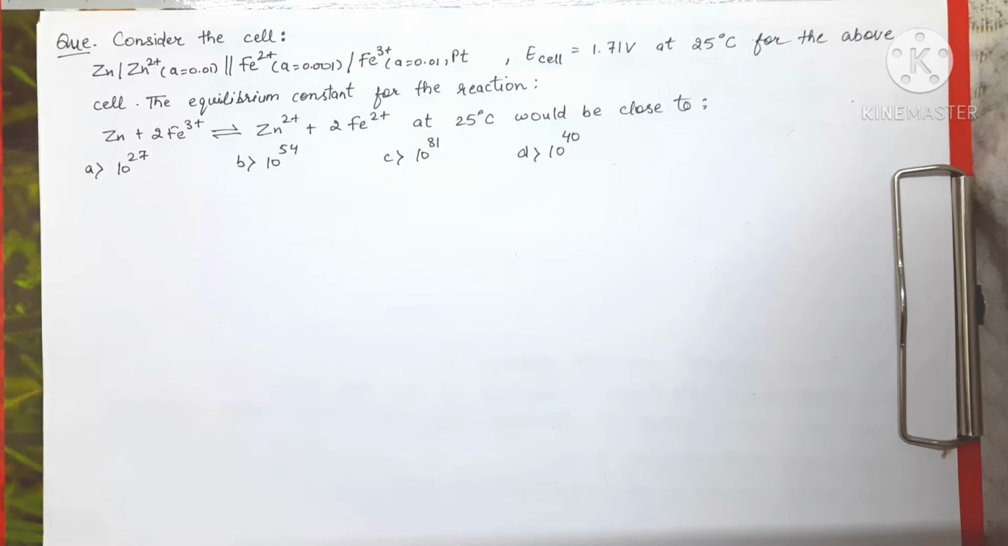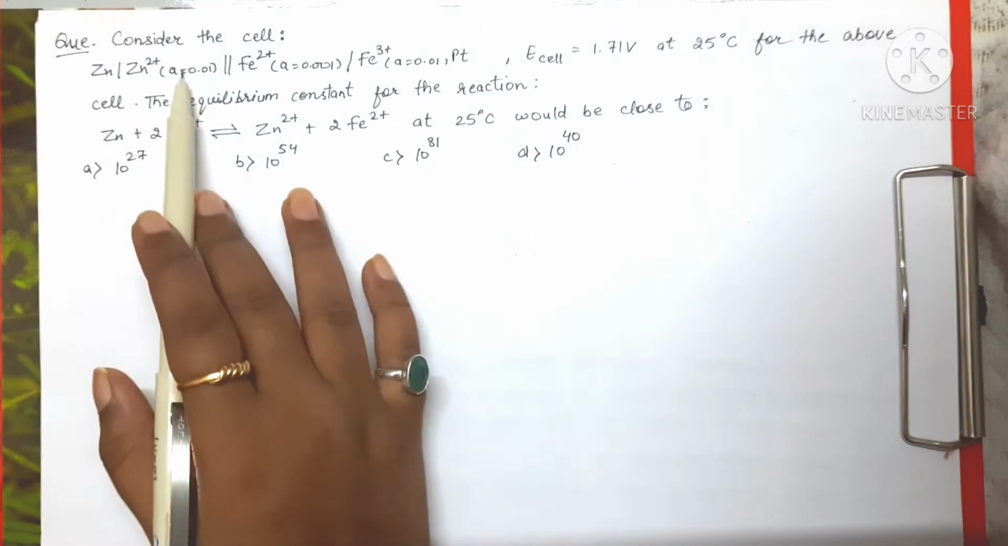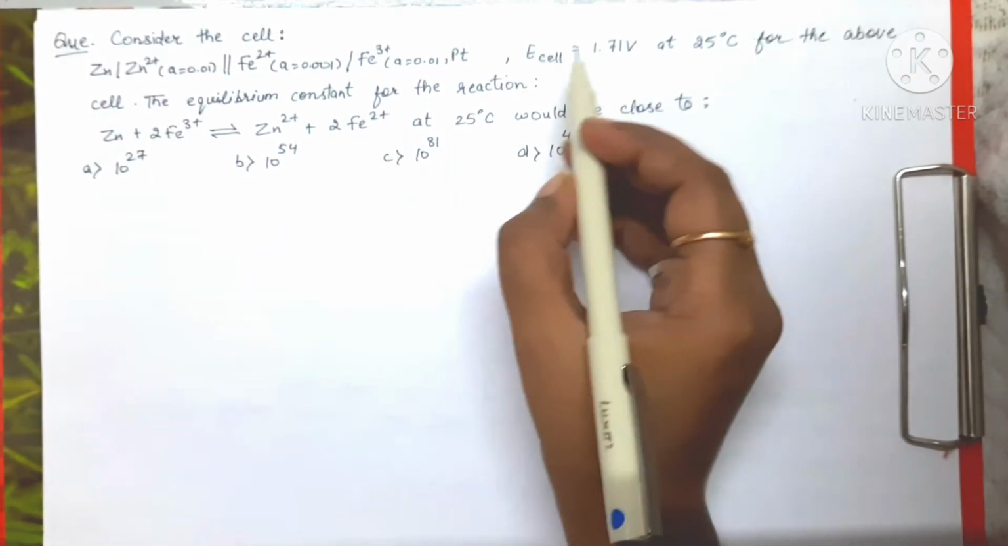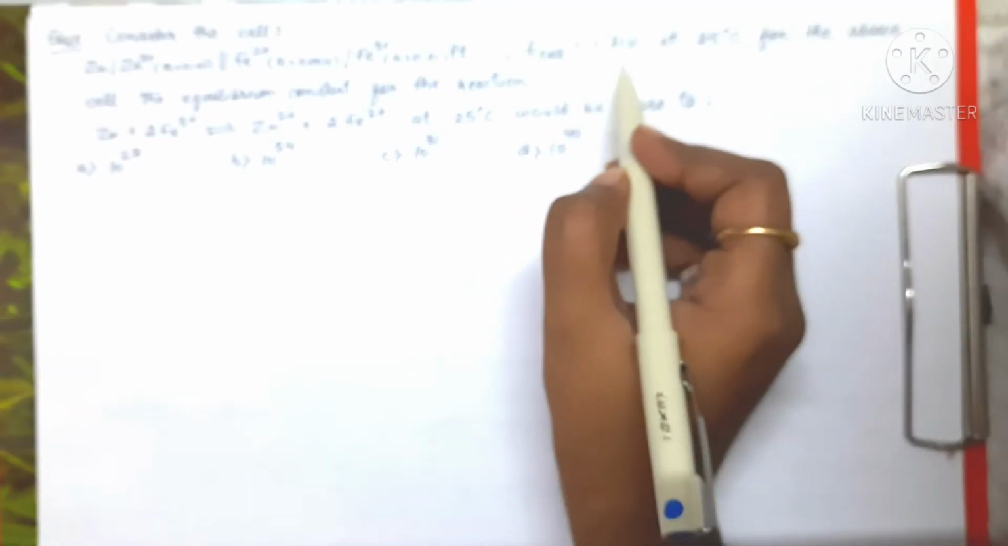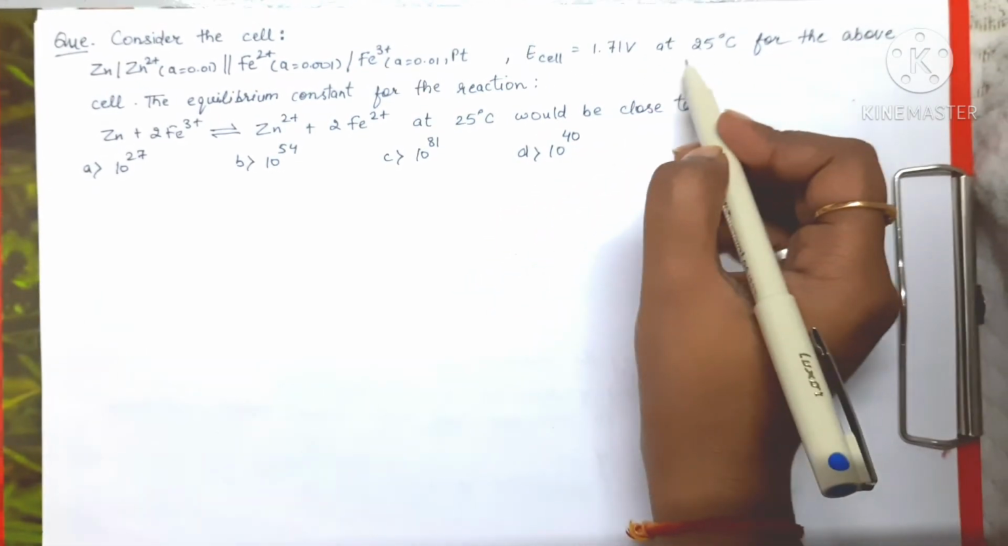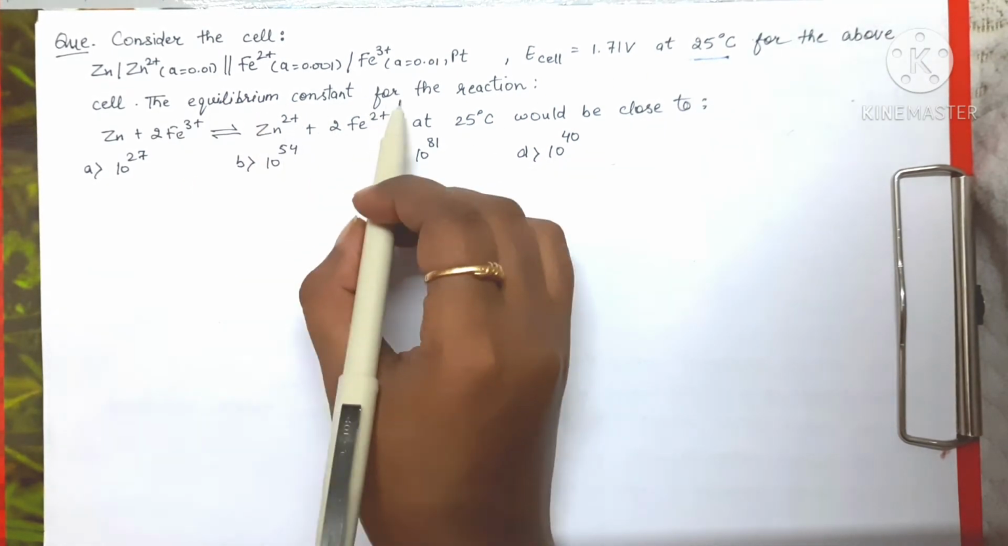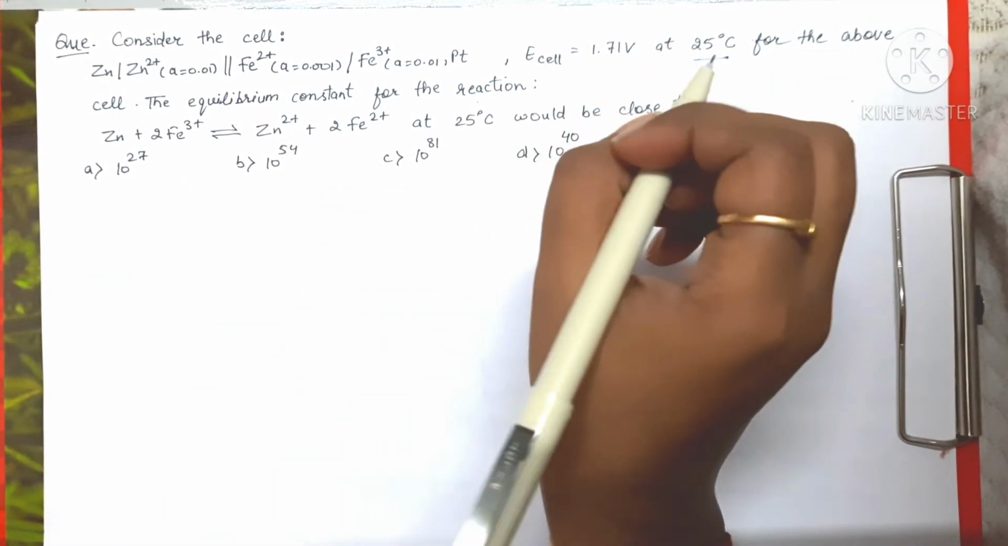So today we are going to discuss one question which was asked in the CSIR NET exam, and the topic was electrochemistry. The question given is: consider a cell. This is the cell given to us, right? And the EMF of the cell is given as 1.71 volt at 25 degree Celsius. We have to find out the equilibrium constant for the reaction.